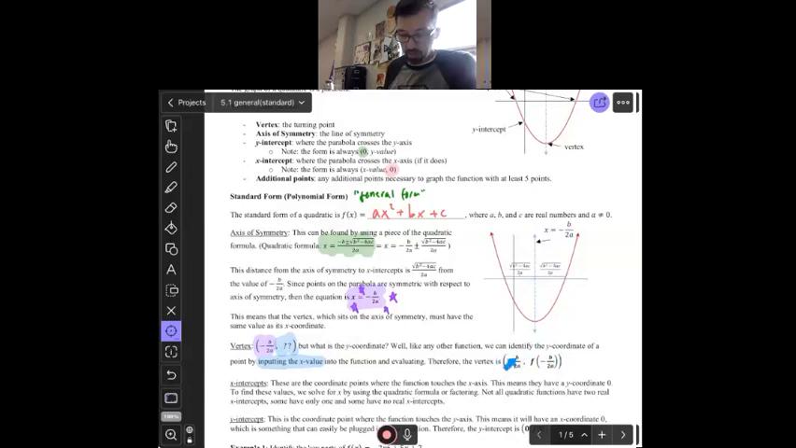Here's the value for x, and then you take f of that, right? When we say f of, that means a y value. So there would be our y value of our vertex. Okay? Find x, plug it in, then you'll have y.